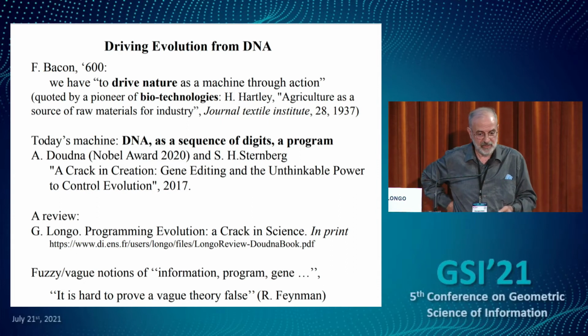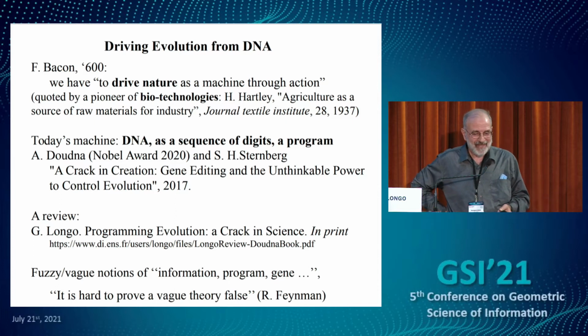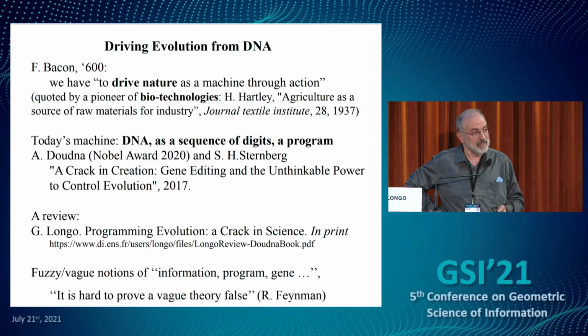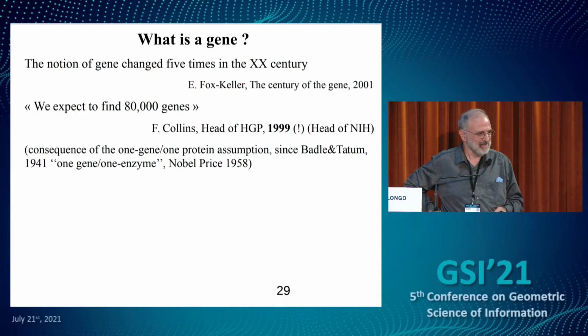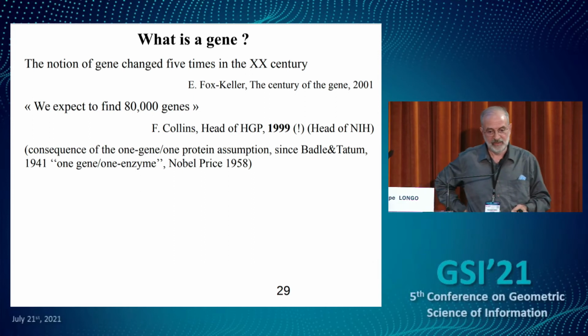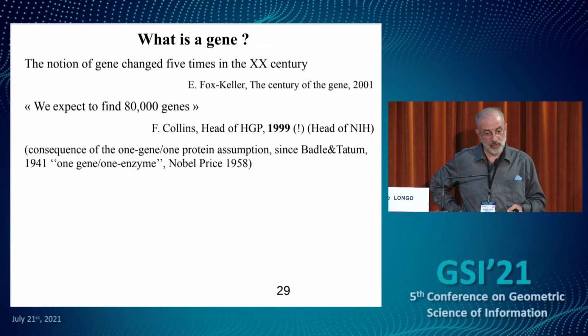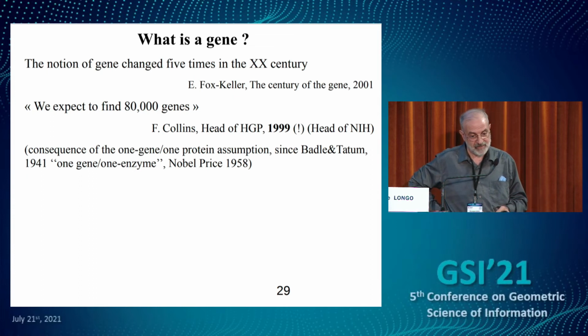We are in this situation, I fully spelled it out in the review. But the difference is that the assumptions, the reference to information, to program, to gene, are vague. And so it is hard to prove a vague theory false. But yes, because what is a gene? Evelyn Fox Keller, in her fantastic book on 20th century molecular biology, shows that the notion of gene changed 5 times.